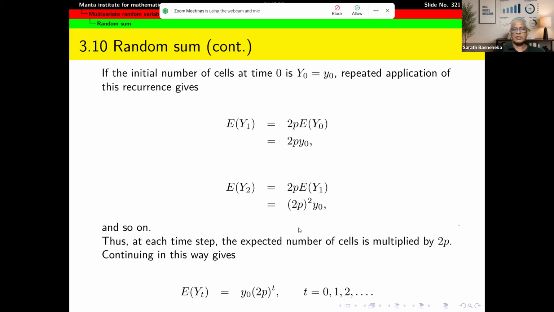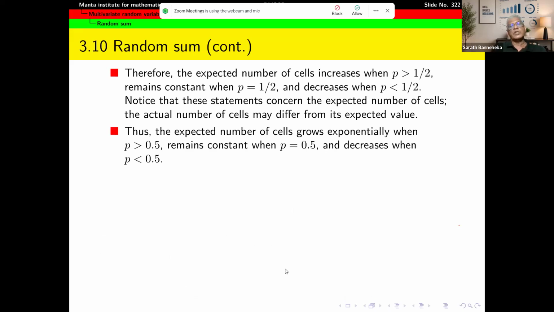If you look at the general pattern here, you can write it like this: the expected value of Y_t is equal to Y_0 times 2p to the power t, where p is the probability that any cell will be divided between t and t+1, for example, in a given time interval. Y_0 is the initial value. Therefore, the expected number of cells increases.